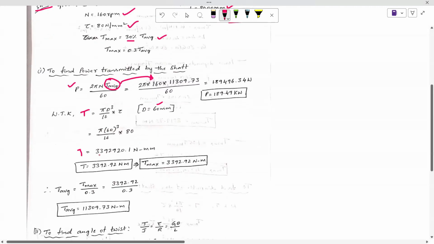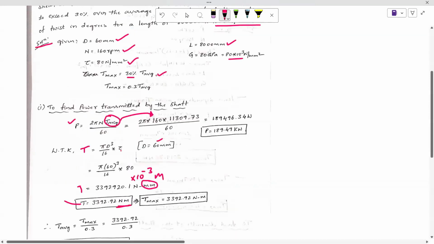So T is equal to 3392920.1 Newton millimeter, because shear stress is in Newton per millimeter square. From this, we are converting into Newton meter. Just multiply by 10 to the power of minus 3, since millimeter to meter is 10 to the power of 3. So 3392920.1 will become 3392.92 Newton meter.